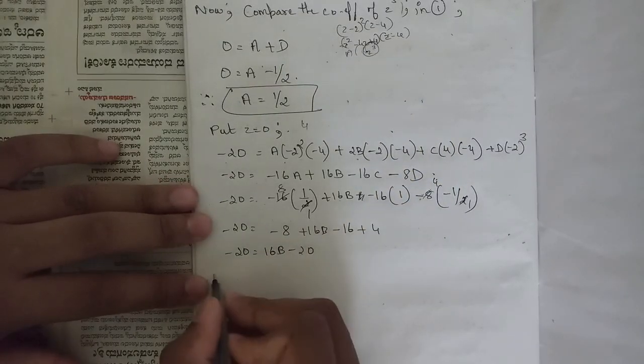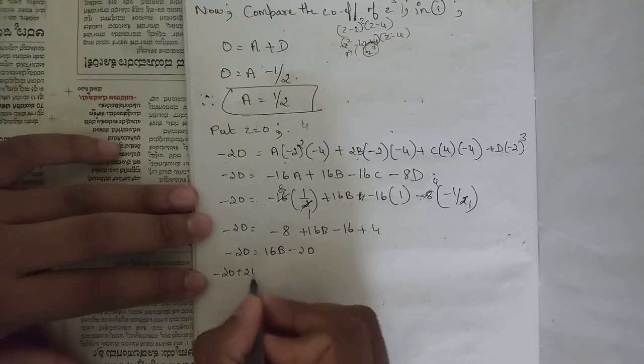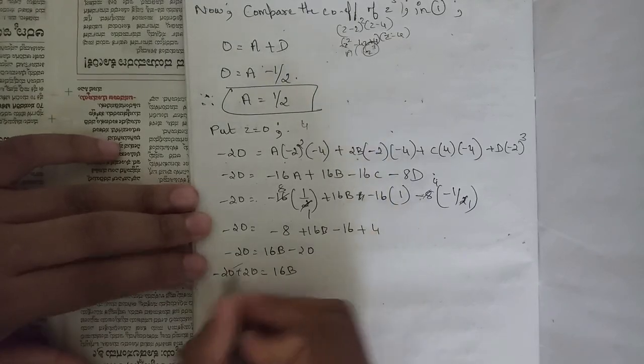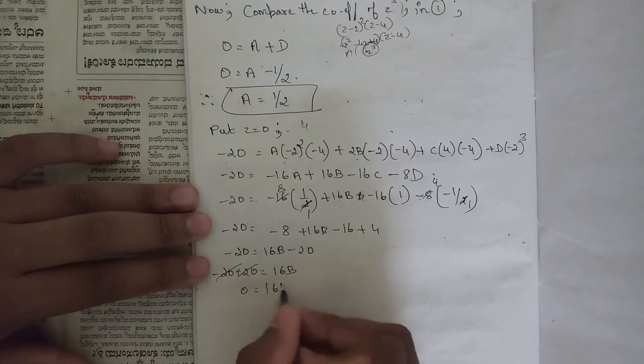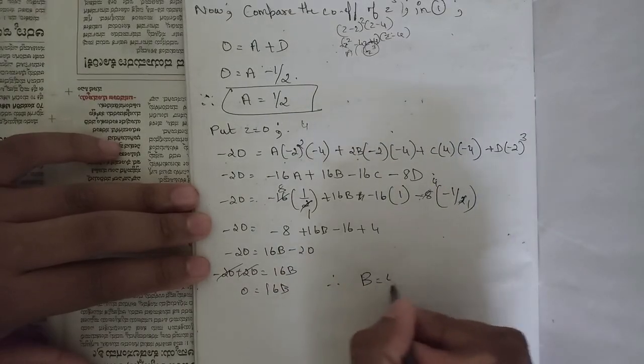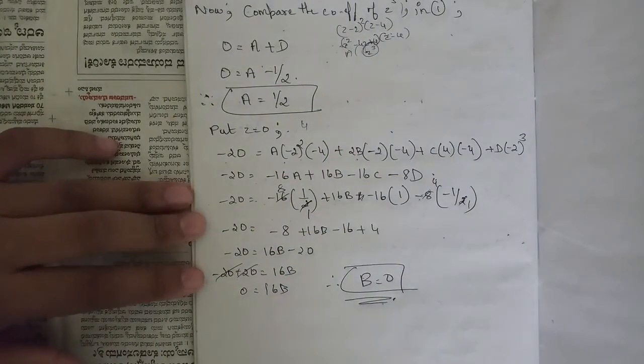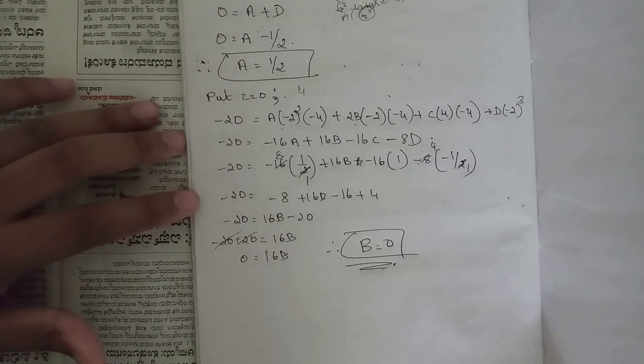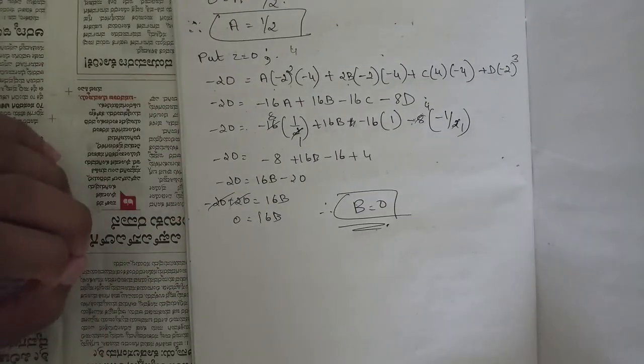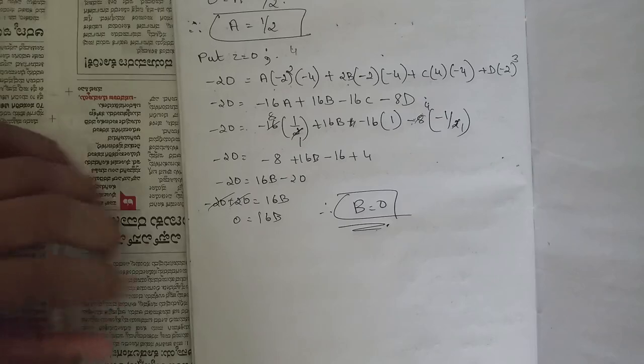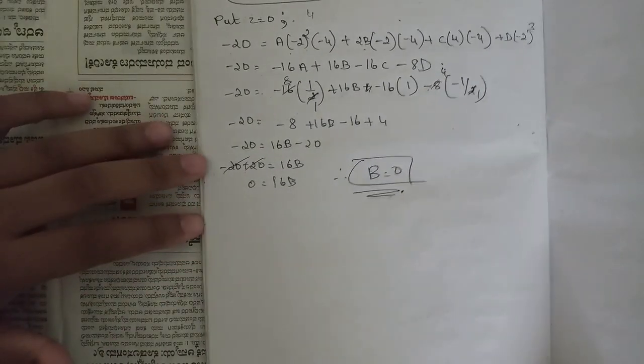So if we bring this minus 20 to this side, it becomes minus 20 plus 20 equal to 16B. So 0 equal to 16B, therefore the value of B which we get is equal to 0. Okay, so here we have found the values for A, B, C and D by these simplifications. Please make a note of this.